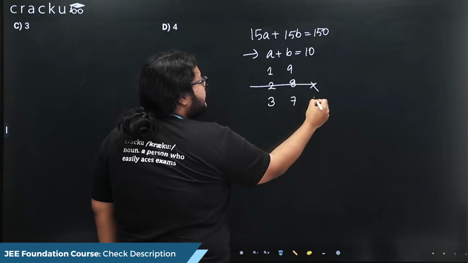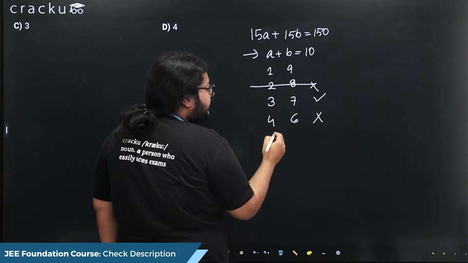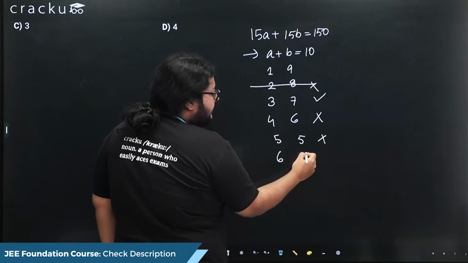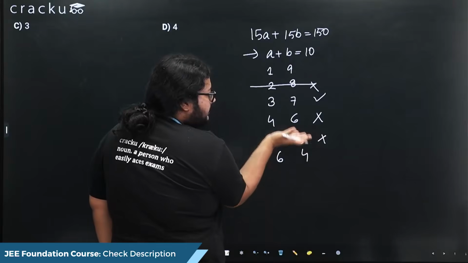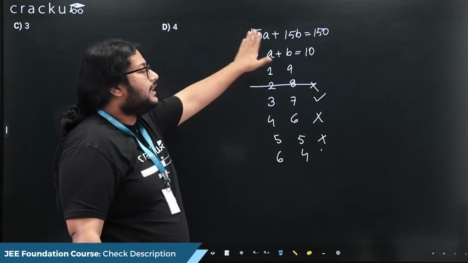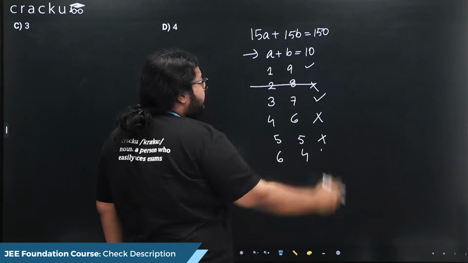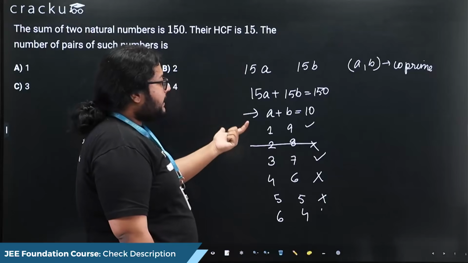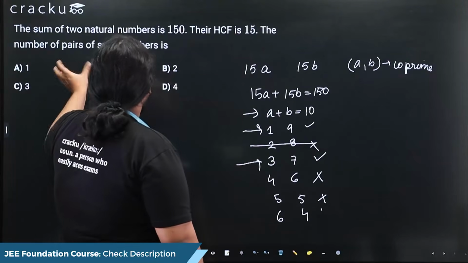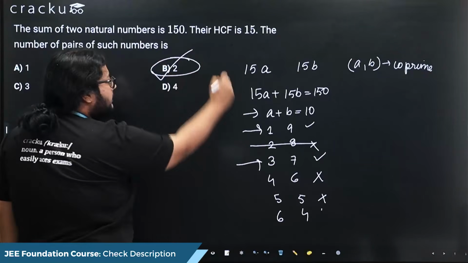3 and 7, that is fine. 4 and 6, again not there because 2 is a factor. 5 and 5, definitely not there. And then I'll have 6 and 4, and this is basically the reverse of this. Because we don't know what is A and what is B, how many pairs do I get? I get 2 such pairs. This is one pair, this is the second pair. So the number of pairs of such numbers is 2. So option B here is the correct answer.